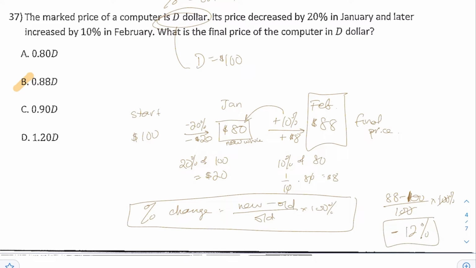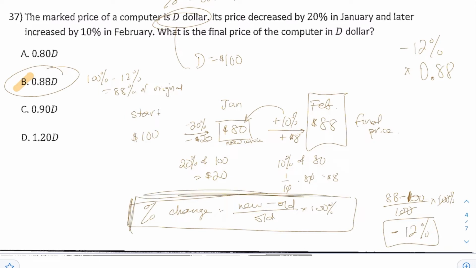So when you lose 12%, that means you're really multiplying by 0.88. And also this 88 versus this 0.88 here, choice B. This is 100% minus 12%, which is equal to 88% of the original. So that's what the percent change tells us. There was an overall 12% decrease.